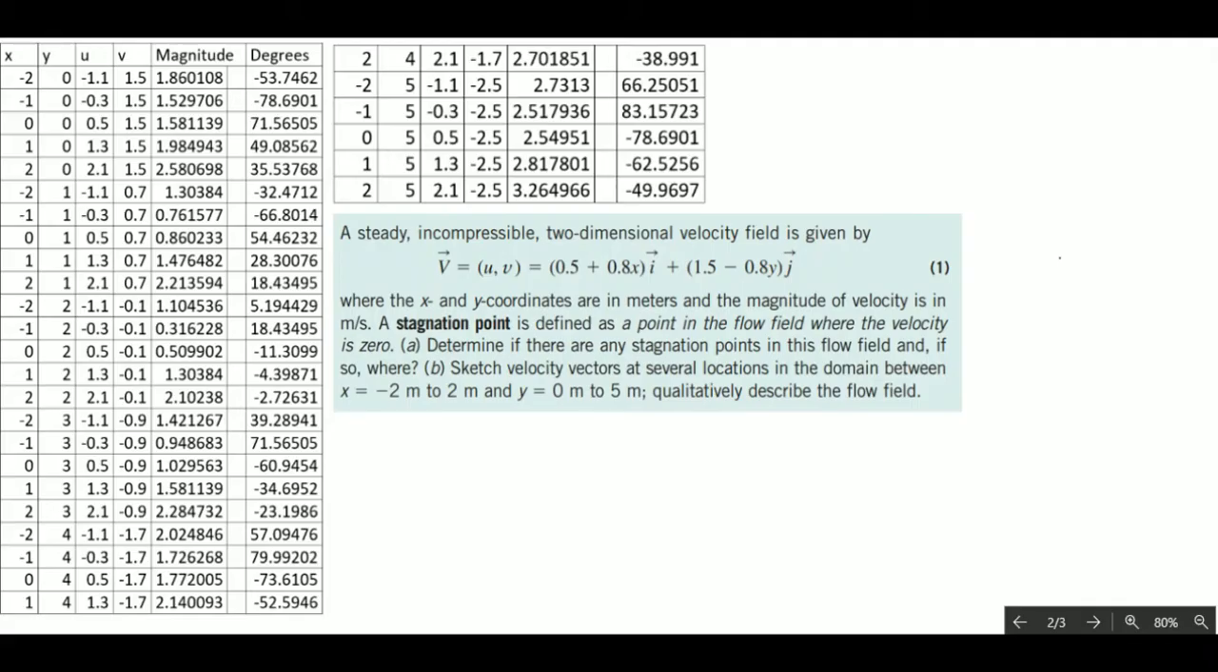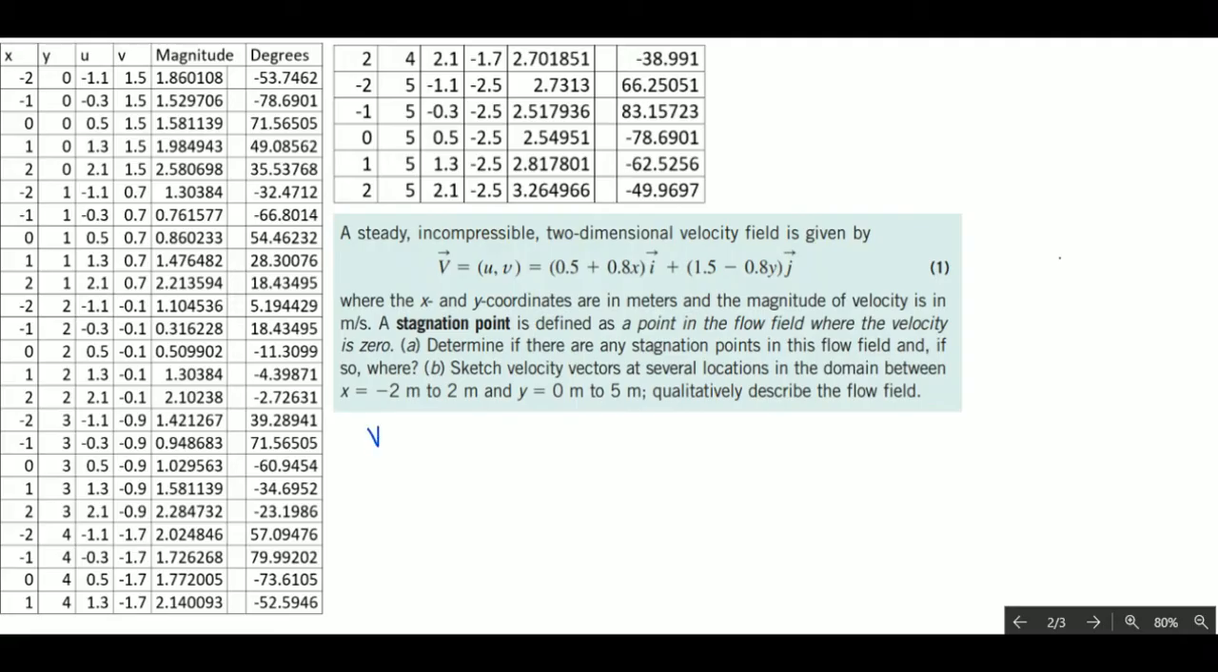A. Determine if there are any stagnation points in the flow field, and if so, where. B. Sketch velocity vectors at several locations in the domain between x equals -2 meters to 2 meters and y equals 0 to 5 meters. Qualitatively describe the flow field. So let's look at how you are going to solve this question.